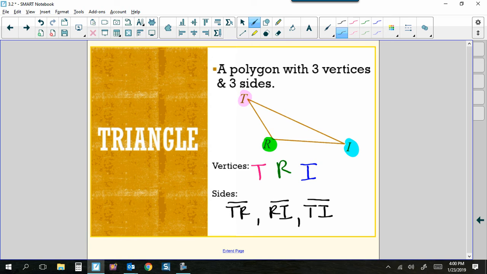It is not incorrect to name side TR, side RT. It is not incorrect to do IR or IT. That is completely 100% up to you.